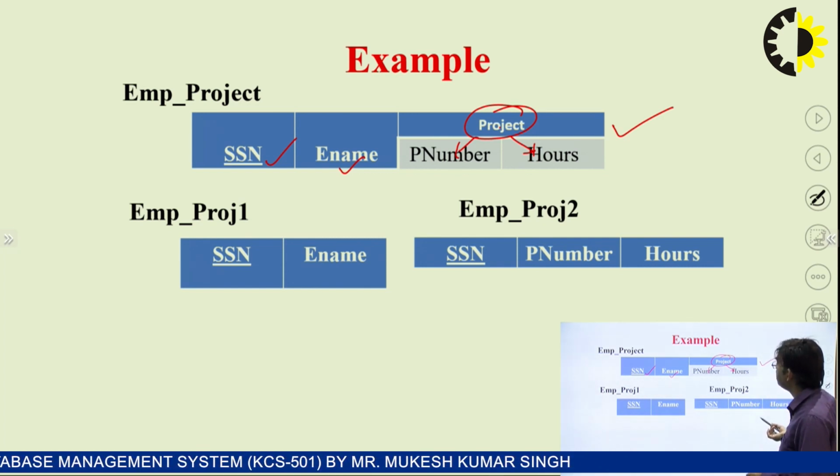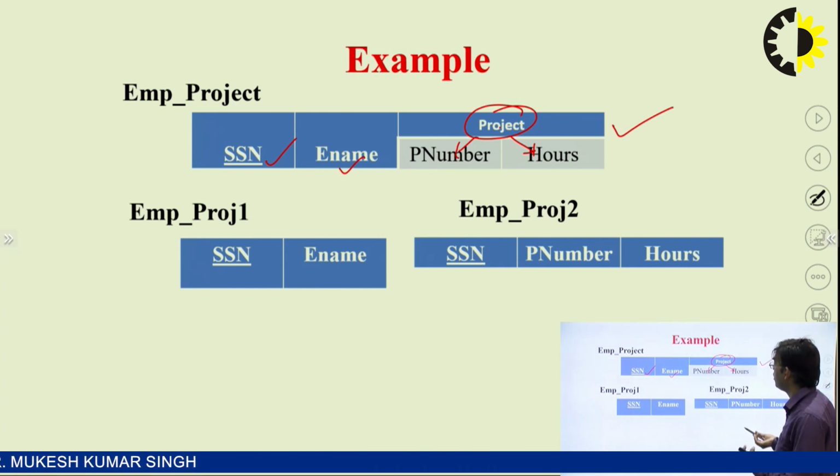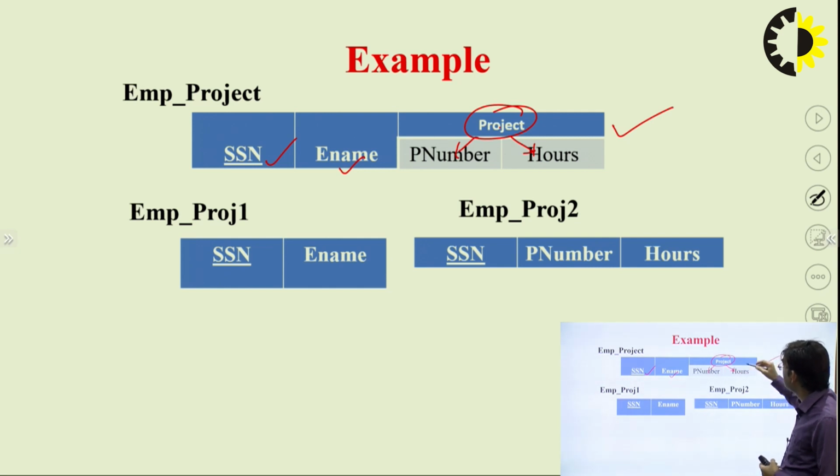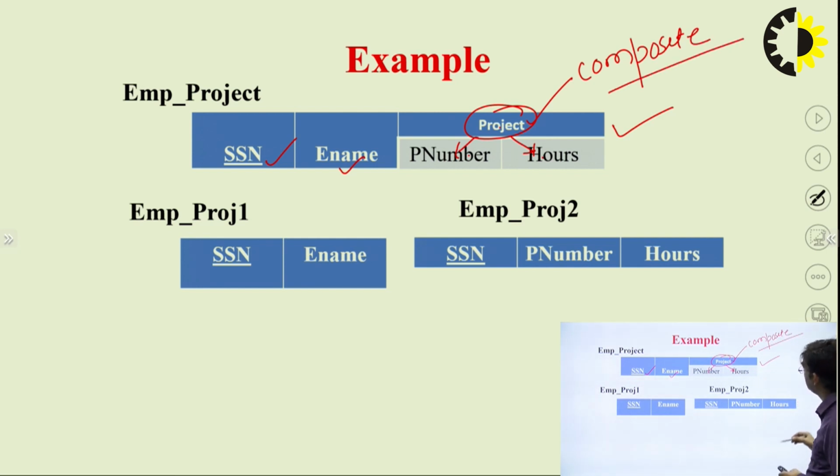How have we identified whether that is in first normal form or not? So how do we identify? We have to identify that this project contained multiple attributes. That's why it is a case of composite attribute. If any relation contains a composite attribute, that relation is not in the first normal form. What will happen? We have to convert the given table into first normal form. How do we convert?